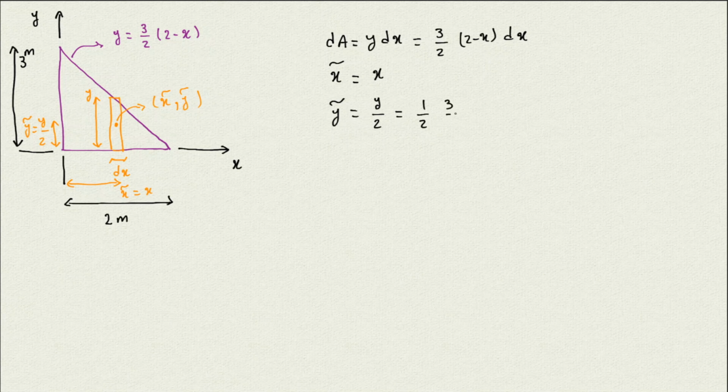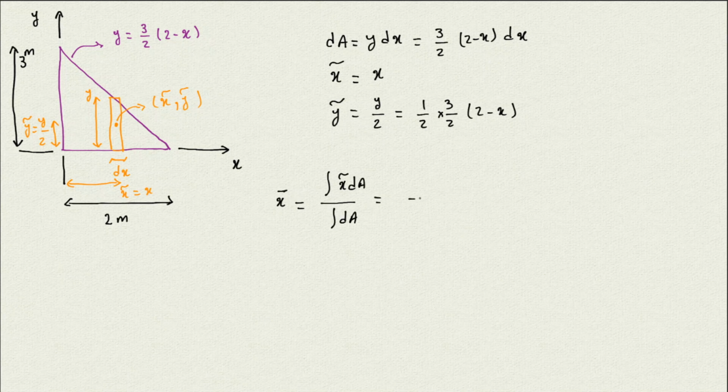It's going to be 2 minus x. So we have the area of the element and we have the centroid of the element. After we find the area of the element and the centroid of the element, we can go ahead and find the centroid of that surface we have. So first we start with the centroid in the x direction. So it's going to be the integral of x-tilde dA over the integral of dA.